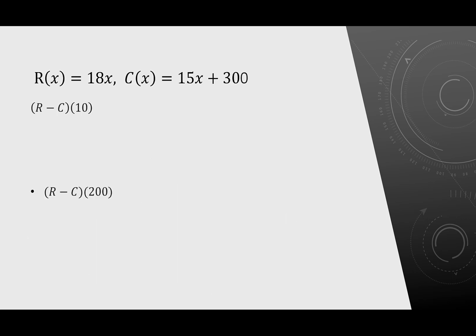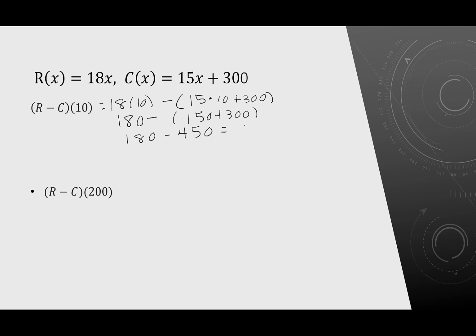So let's try again. This time we're going to do r of x is 18x and c of x is 15x plus 300. So I'm going to start with r minus c of 10. So I'm going to do 18 times 10 minus, let's do parentheses, 15 times 10 plus 300. Really important that you put that parenthesis around the subtraction so that you're subtracting both of the numbers. 18 times 10 is 180. If I do 15 times 10, that's 150 plus 300. So I have 180 minus 450, which is negative 135.